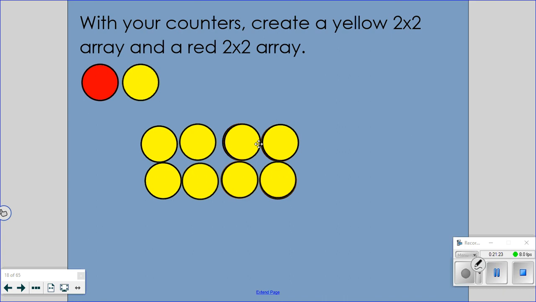Marley, is there a reason you haven't done it yet? You need to make them all red or all yellow, please. What equation do I have now? Four plus four. Can you give me a multiplication equation? 2 times 3. Do I have 2 groups of 3?